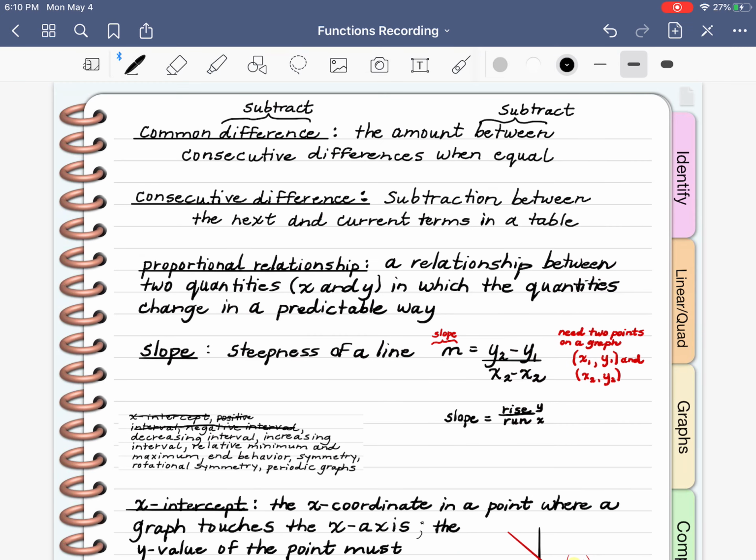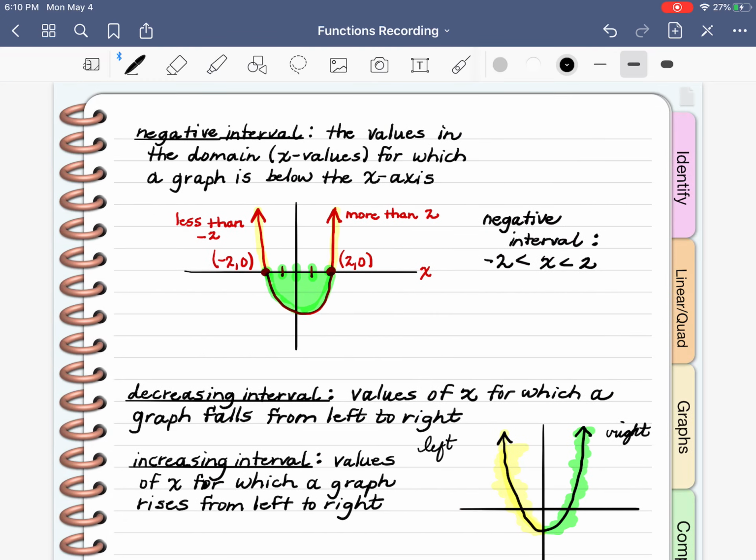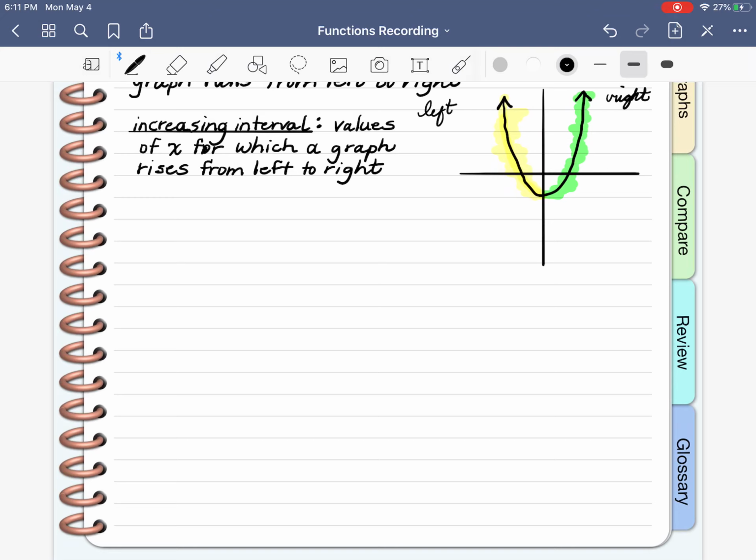Okay, let me go back and get my next terms. I had decreasing interval, increasing interval, relative minimum, and maximum. We talked a little bit about minimums and maximums, but let me give you the definition. And we're just going to combine these. Did I combine them on your... I can't remember, guys. If I didn't, you can separate them on your flashcards. I can't remember if I put them together or not. But I'll give you the way to write it in case I didn't.